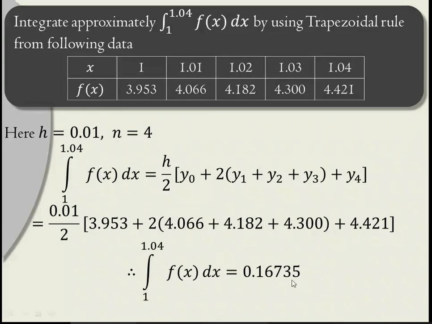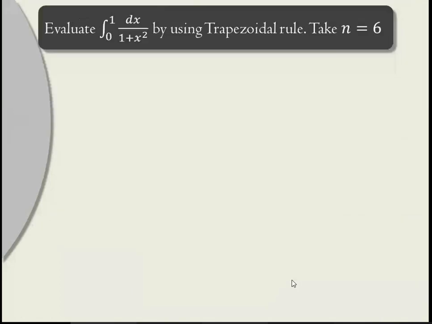Okay, I'll consider the problems in which the table is not given. Suppose we want to evaluate the integral from 0 to 1 of dx upon 1 plus x square by using the trapezoidal rule. Take n equal to 6. In the problem itself n is given, or otherwise you can take it of your choice if it is not given. But here it is given.